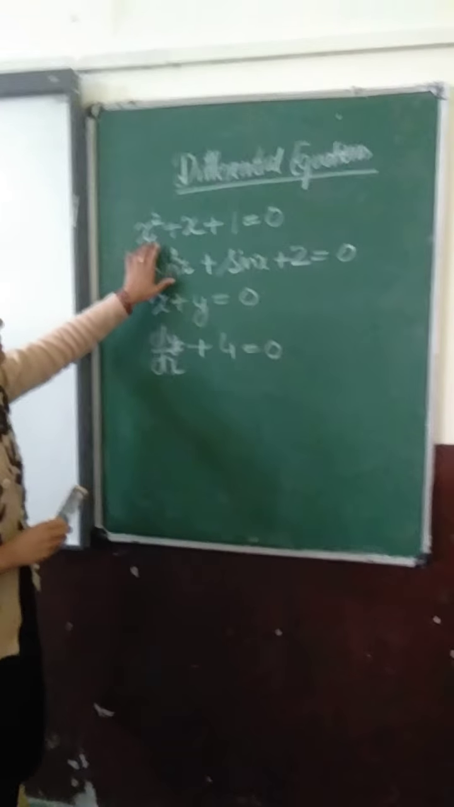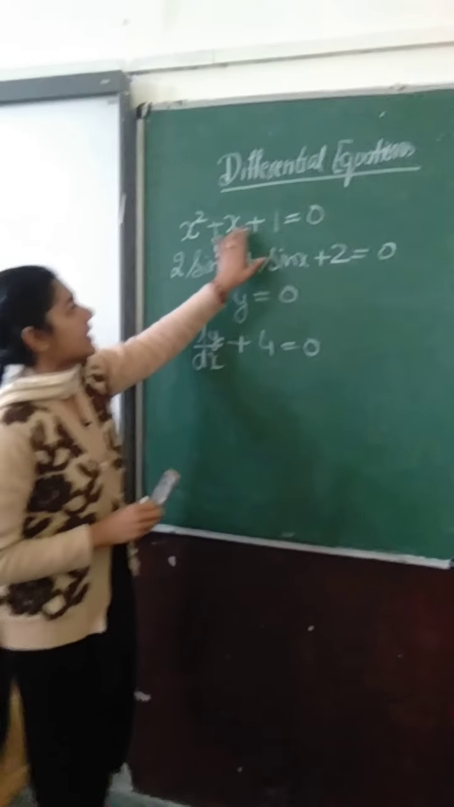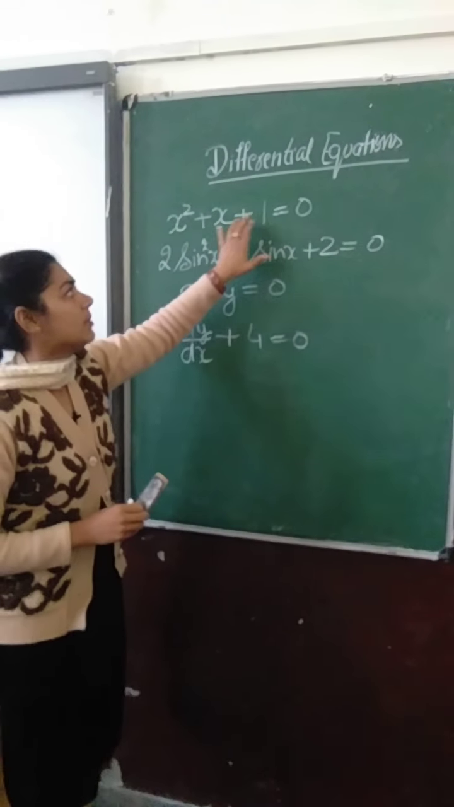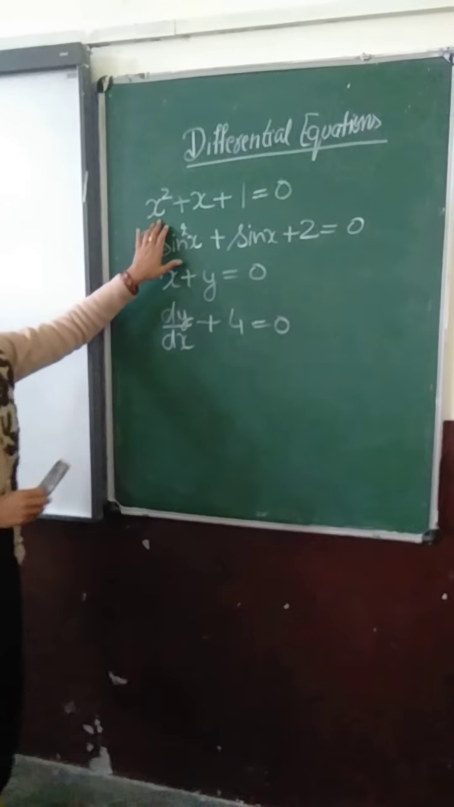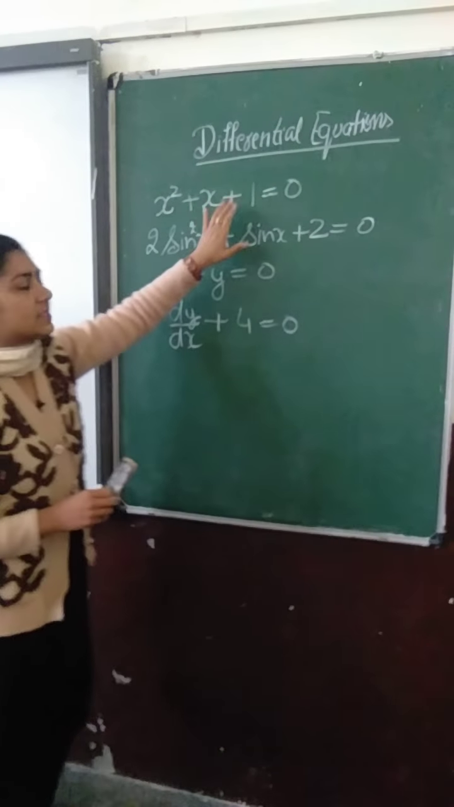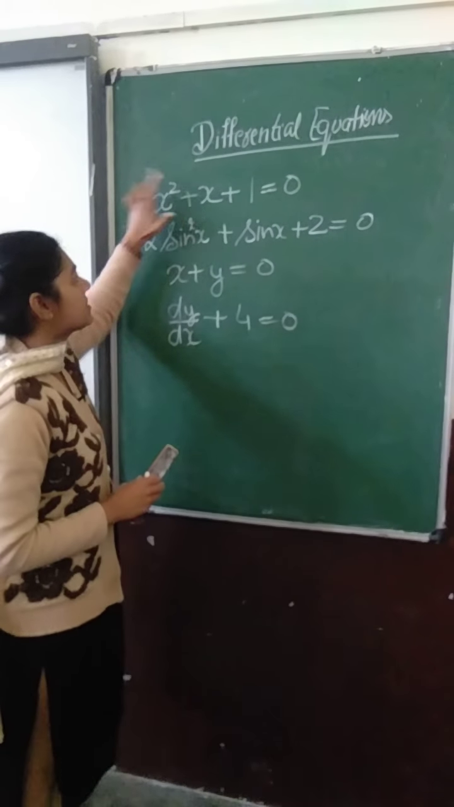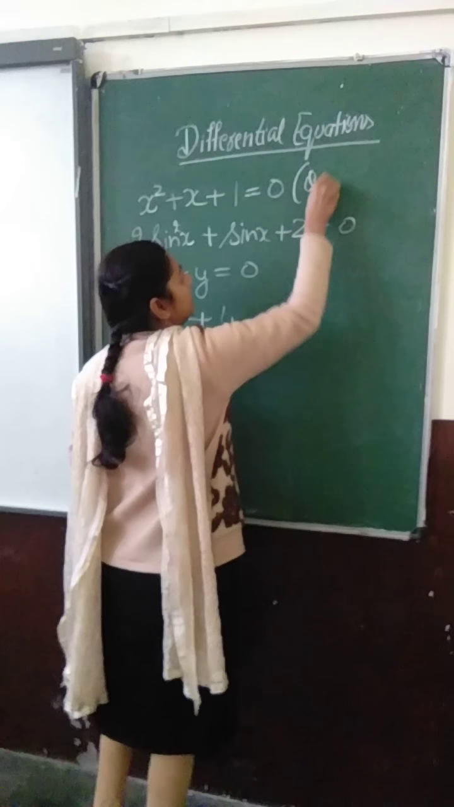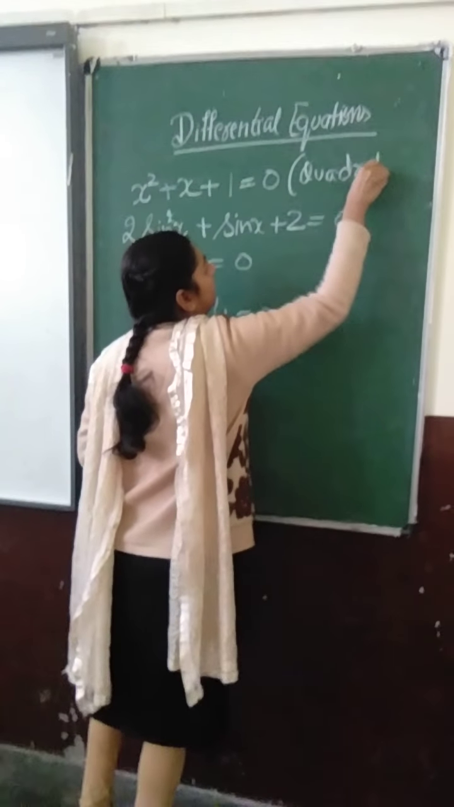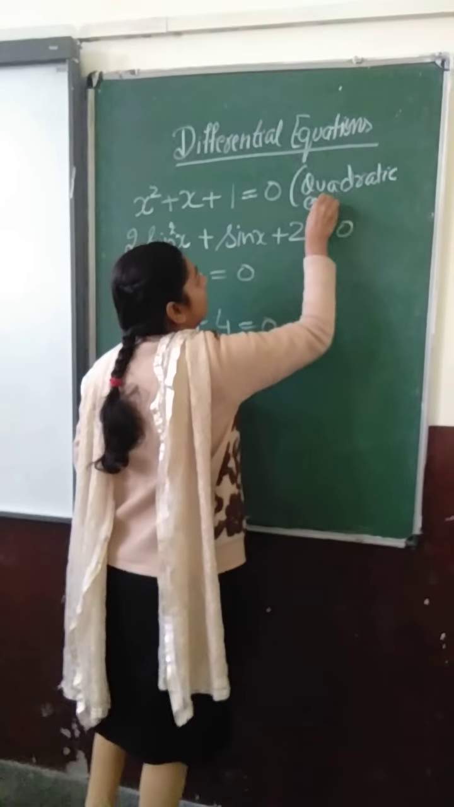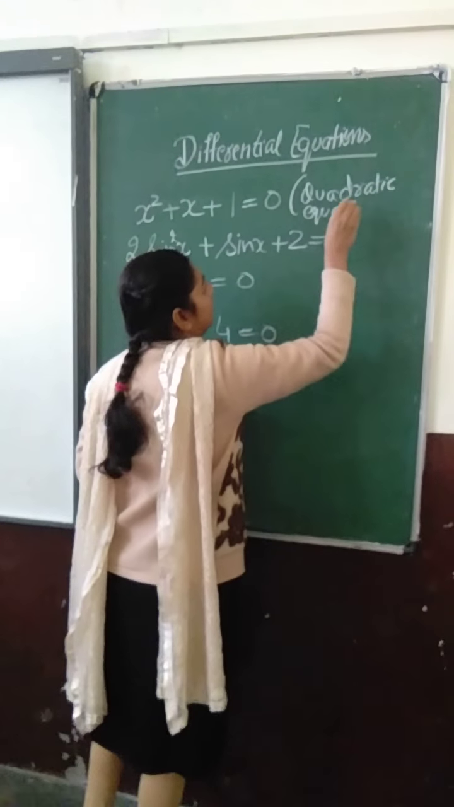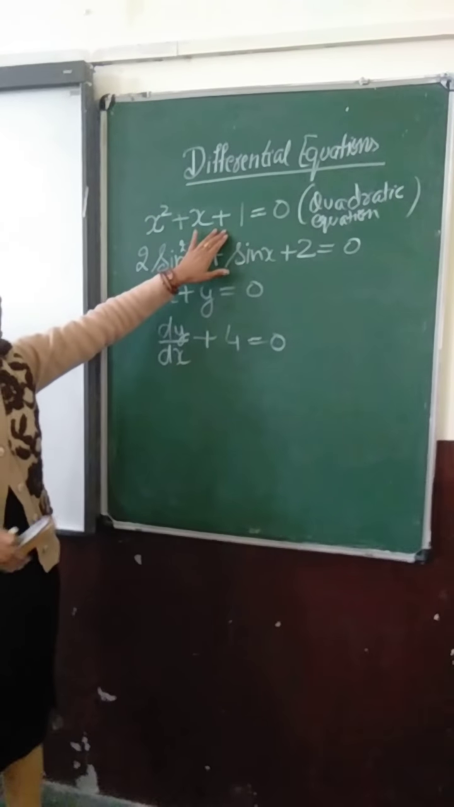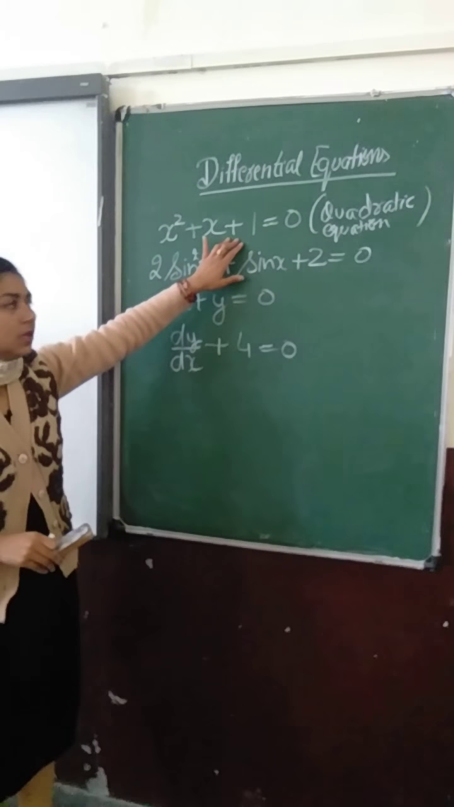Okay, so first one is x square plus x plus 1 equals to 0. So this is a polynomial equation having one variable, that is x. Okay, having highest degree as 2. So this is a quadratic equation. As you have already learned this in your 10th class.